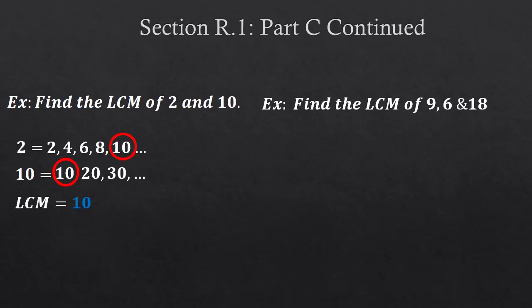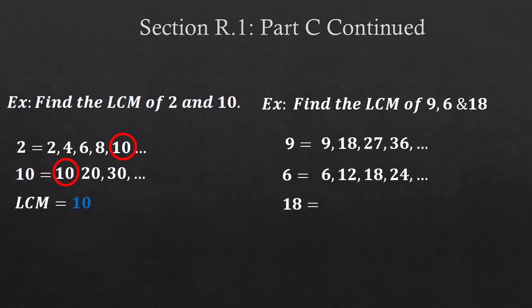What about 3 separate numbers, 9, 6, and 18? Once again, we'll list some multiples of 9. We'll list some multiples of 6. And we'll list some multiples of 18. As you can see, they all three have a multiple of 18, which is the smallest. Therefore, the least common multiple for 9, 6, and 18 is 18.